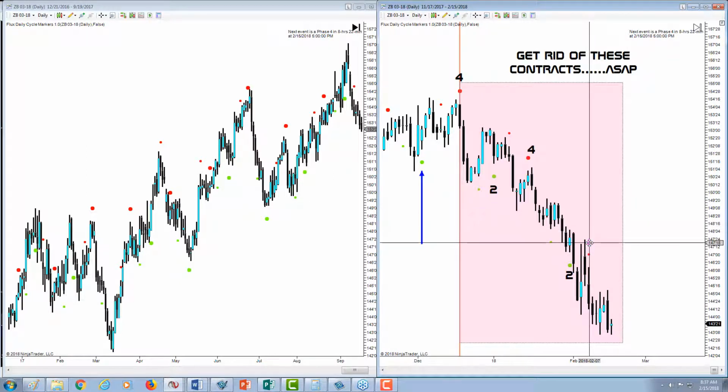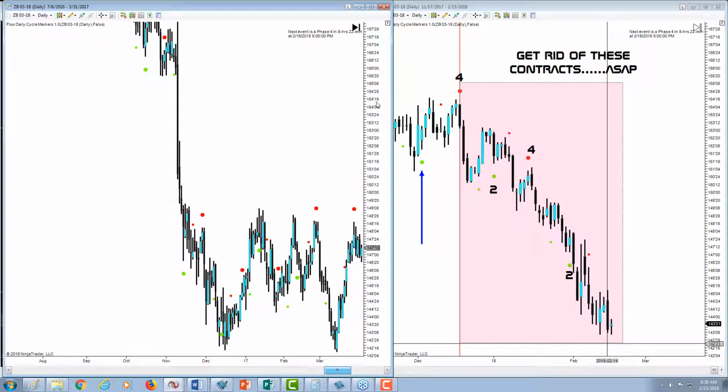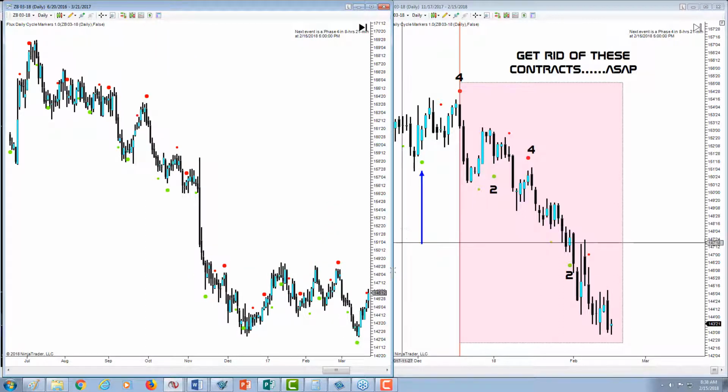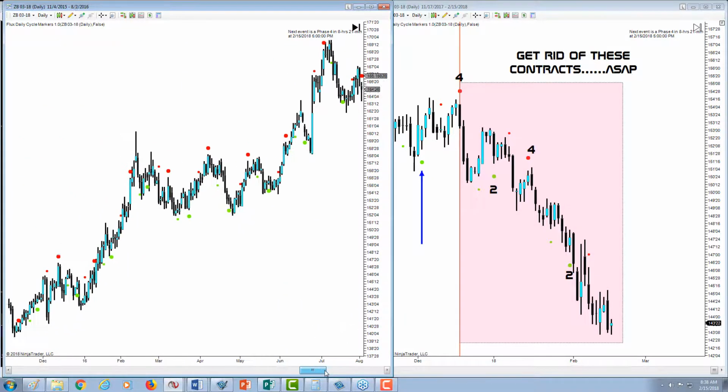We'll just clean this up so we can get used to it. So I'm looking for that collapse, that get rid of these contracts now pattern. And hold on. No, that one doesn't qualify. No. Let's go back.